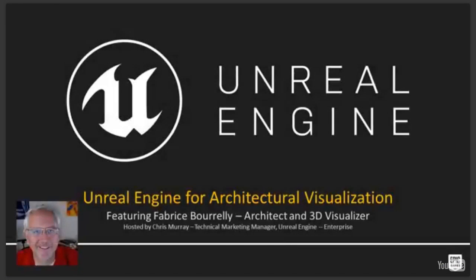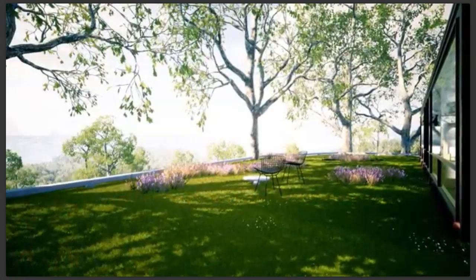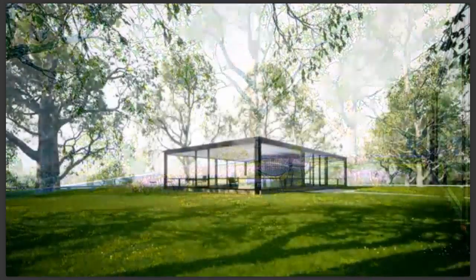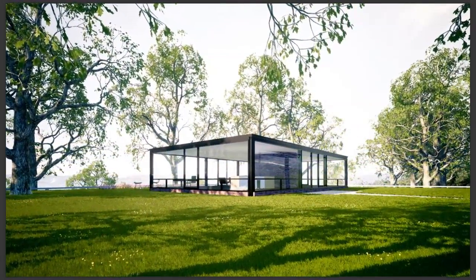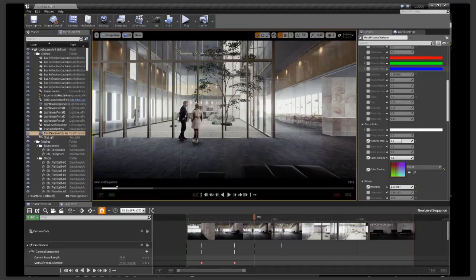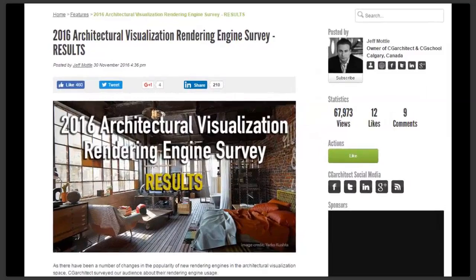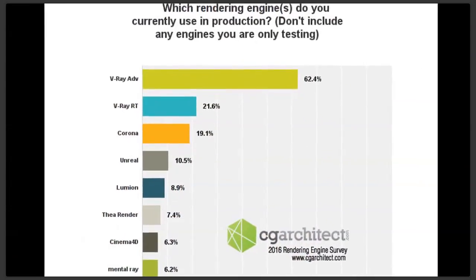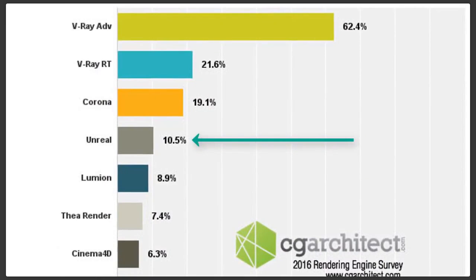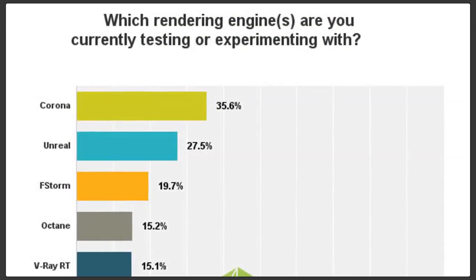Hi, my name is Chris Murray, and I'm the Technical Marketing Manager for the Unreal Engine Enterprise Division. Welcome to this webinar. This is the first in a series of webinars dedicated to the Unreal Engine for architectural design and visualization. The Unreal Engine has been used for almost 20 years to make some of the world's best video games, but don't worry, you don't have to be a game developer to use the Unreal Engine. With the growing importance of real-time, virtual, and augmented reality experiences, the use of the Unreal Engine is on the rise in architecture and product development. In fact, a recent survey conducted by CG Architect identified the Unreal Engine as the fourth most used production renderer for design visualization, and nearly 30% of the respondents said they were experimenting with the Unreal Engine.